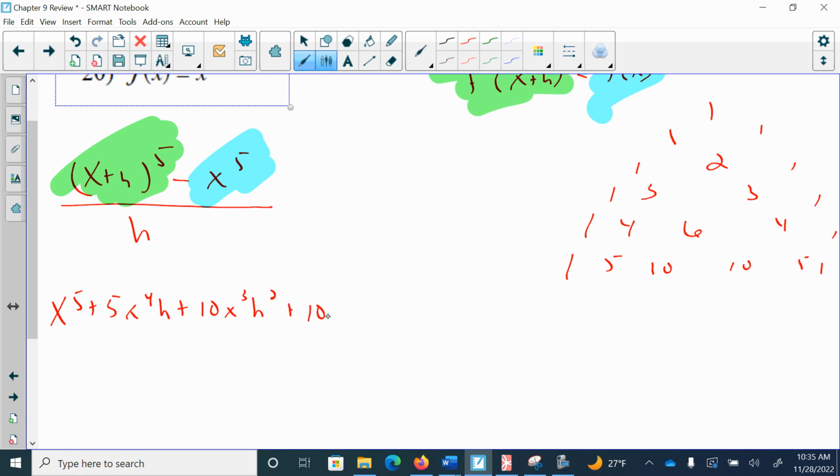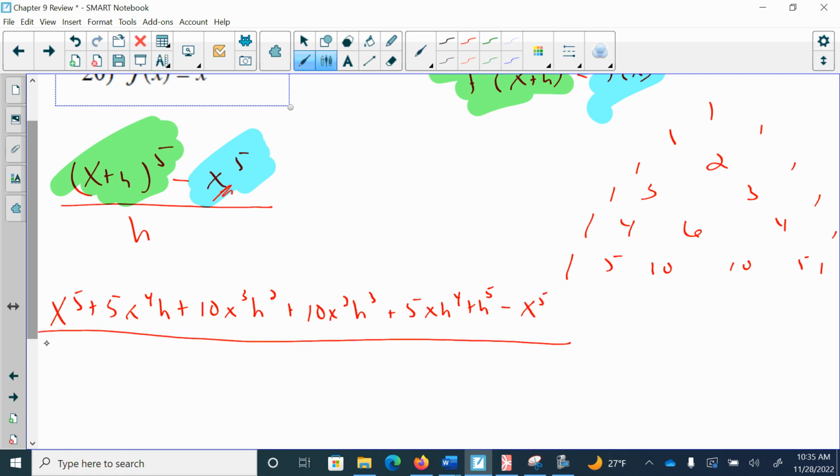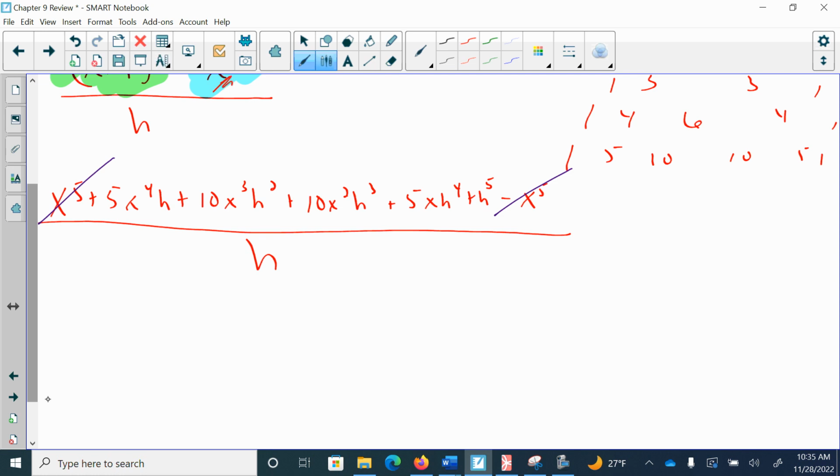So now I have 10x squared h to the third plus 5x h to the fourth plus h to the fifth minus my x to the fifth, and this is all over h. I'm going to combine my like terms, so this positive x to the fifth and this negative x to the fifth will simplify. Everything else has an h. So I'm going to factor out an h.